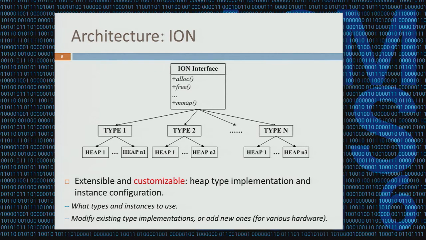This is because different device vendors may choose different hardware, like the audio chips or video cards. There can be multiple models of this hardware. So for this different hardware, they may need the different heap type or heap instance to support this hardware.